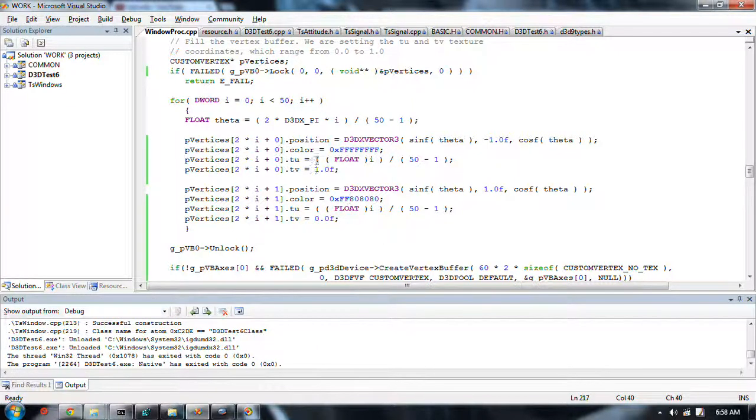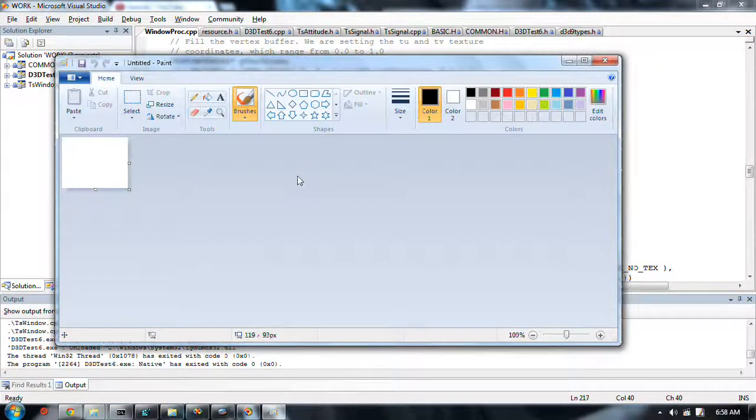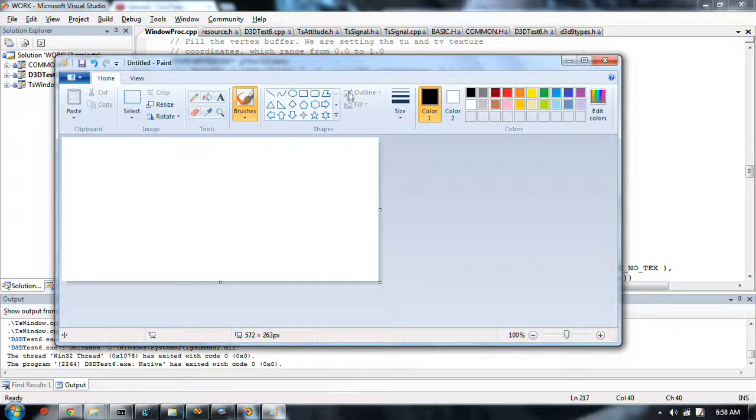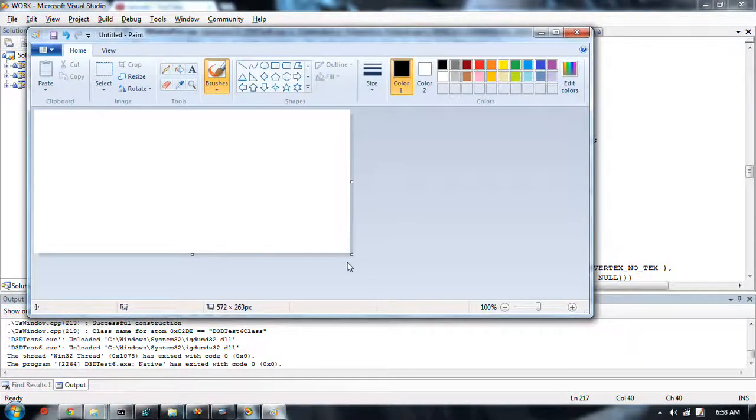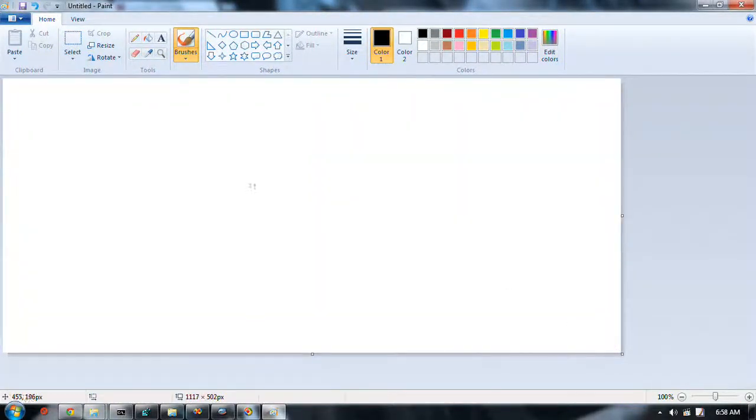If you could draw a cylinder, how can I do this? Paint, maybe? It's too long to open up Paint Shop Pro. Now I can draw, I think, I guess.